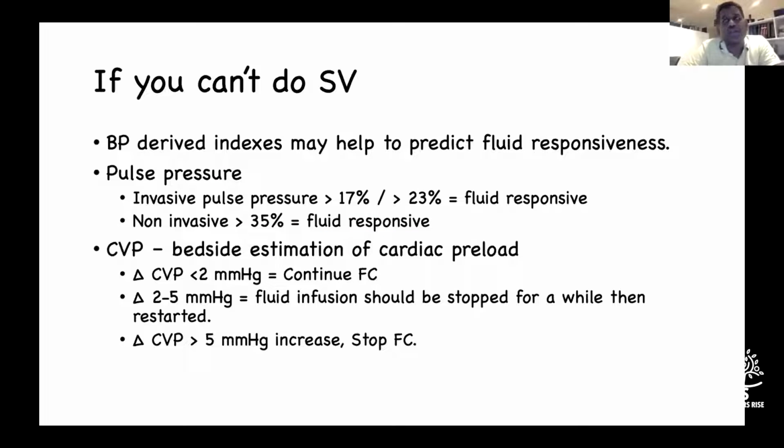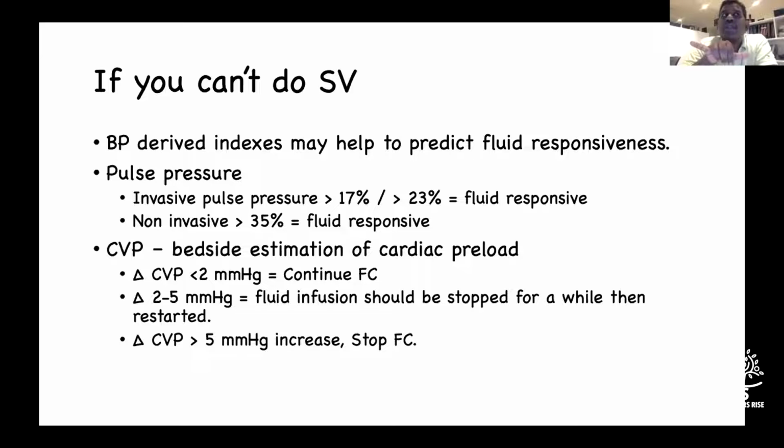Now, there are situations where pancreatitis is not being treated in places where we can measure stroke volume all the time. If you can't measure stroke volume, that does not mean that you should not use a fluid responsiveness test. You can use BP-derived indices to help you predict fluid responsiveness. The best used is the pulse pressure, and invasive pulse pressure. If the difference between the systolic and the diastolic blood pressure increases more than 17%, or in some studies they have taken 23%, they are considered fluid responsive.